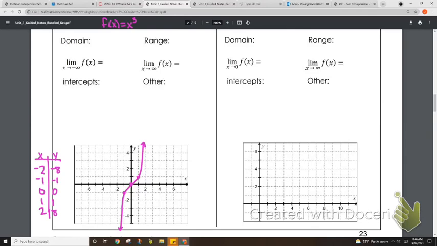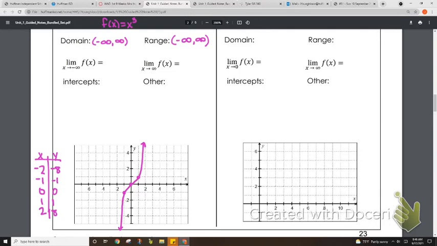So domain, does it keep going to the left? Keeps going to the right. No gaps, holes, jumps, anything funny in between the infinities, so negative infinity to infinity. My range, it keeps going down, it keeps going up, nothing funny looking in the middle there, so therefore it's negative infinity to infinity.